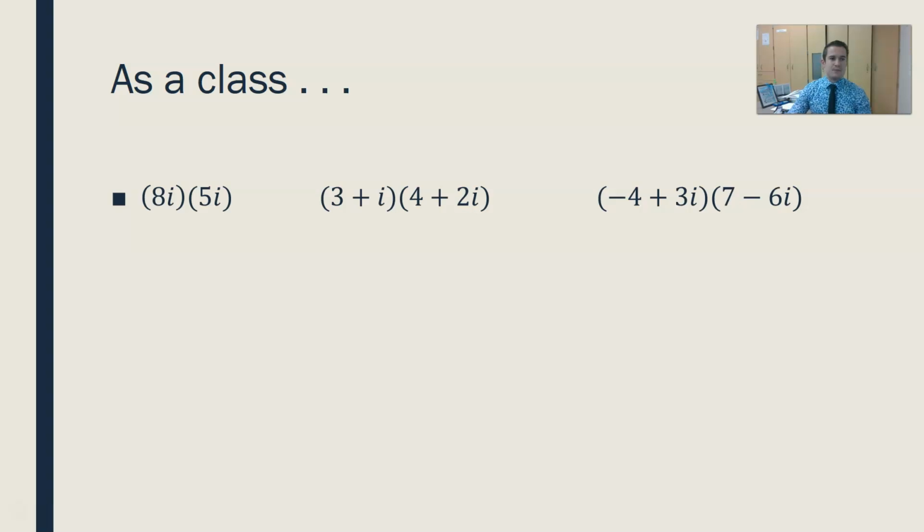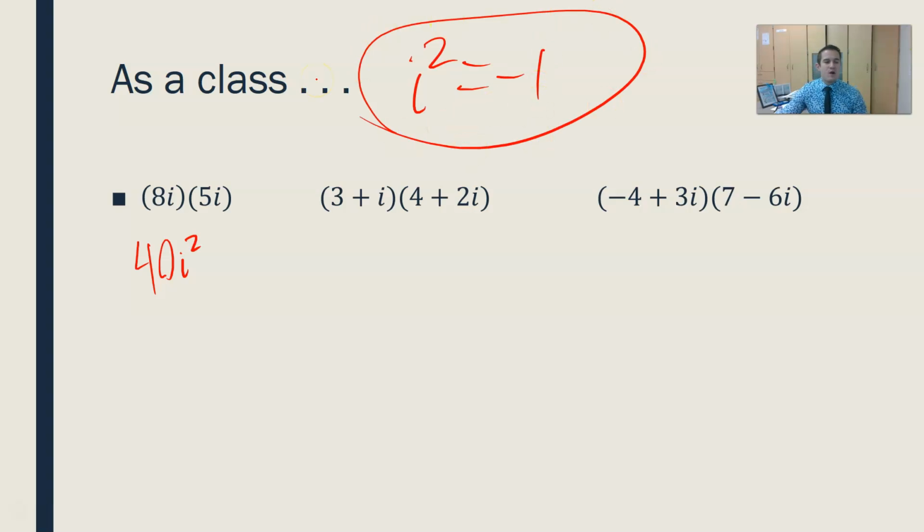Let's look at some examples here. So here I have 8i times 5i. If I multiply those together, 8 times 5 is 40, and i times i is i squared. Back when we talked about multiplying polynomials, this would be it. But i squared is equal to -1, so write this big somewhere so you don't forget it. So 40 times i squared is really 40 times -1. Well, what's 40 times -1? Negative 40. So my answer would be negative 40. Notice the i's just go away. They're not even there anymore.